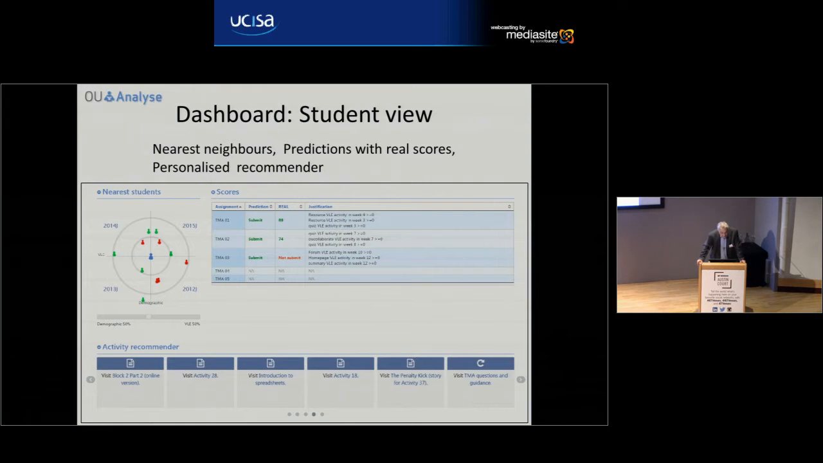The very bottom part is the activity recommender, which is personalized for each student. And this activity recommender, now I am referring back to the activity space. We know what the students haven't done, so we can recommend. We know what is needed for TMA, and we can recommend what to do to somehow pass, submit, and pass the TMA.